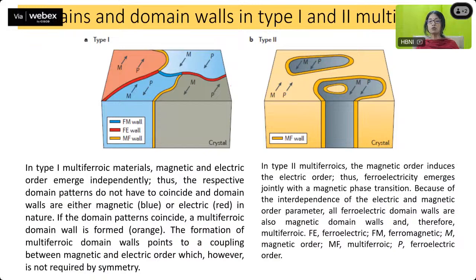Now coming to the type 2 multiferroics, what is the change? The magnetic order induces the electric order. Thus, ferroelectricity emerges jointly with a magnetic phase transition. Because of the interdependence of the electric and magnetic order parameters, all ferroelectric domain walls are also magnetic domain walls, and therefore multiferroic. So you see over here all these domain walls, whatever you see, they are all multiferroic walls. So we have given you all this Fe and Fm, and all these are basically the terminologies which are used that has been explained over here.